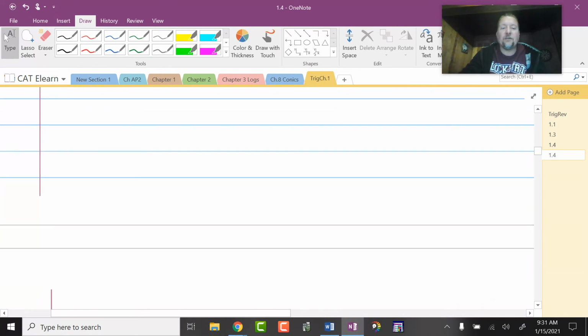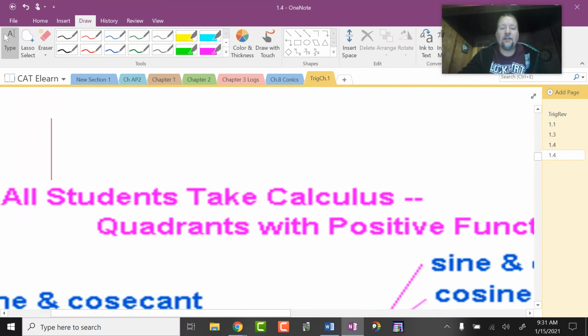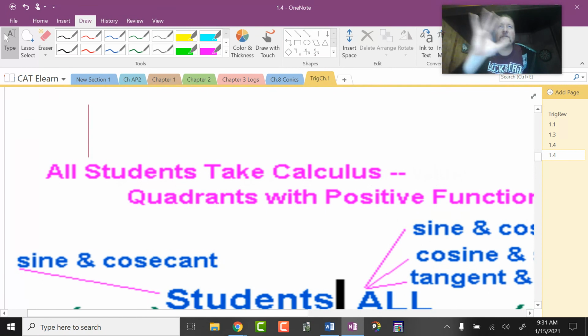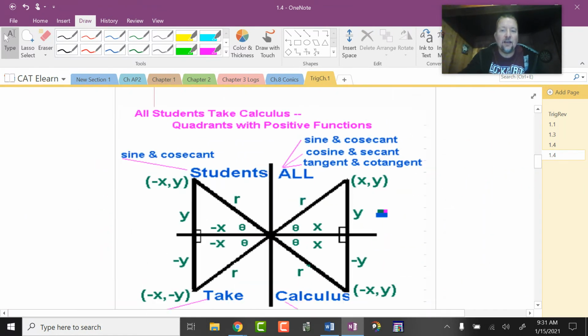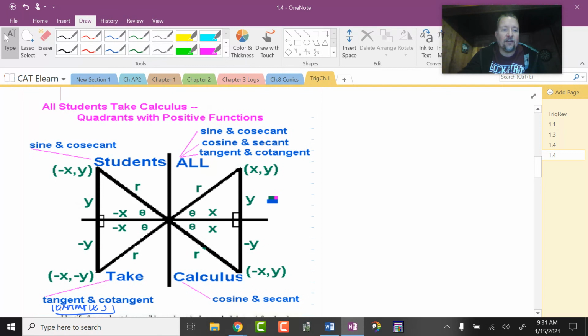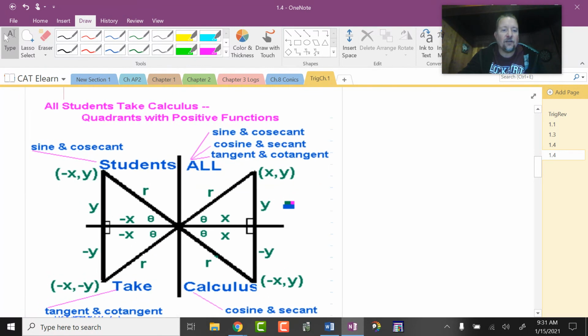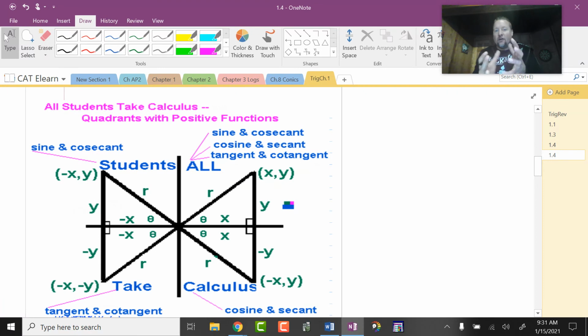I stole this from the internet. I had a form of this, but I think this one's cleaner. This is something that can help us the rest of the year. As a matter of fact, I'm going to say this the rest of the year. All students take calculus. Love it. And actually, I love the representation that I stole off the internet. I love this picture that shows the drawing of the triangles.